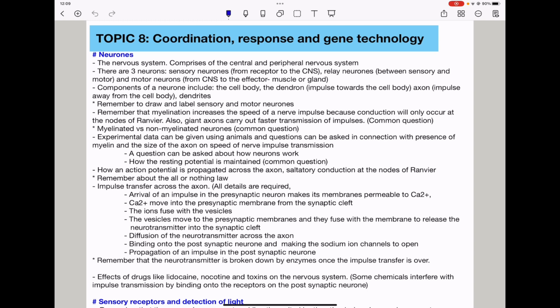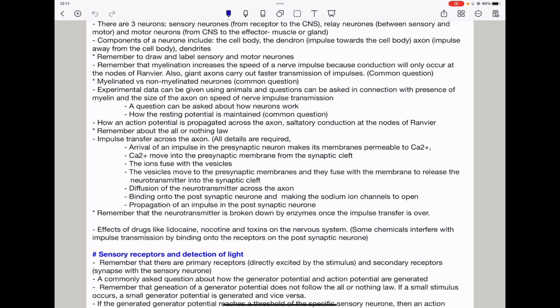Experimental data can be presented using animals, and questions can be asked in connection with presence of myelin and the size of the axon on the speed of nerve impulse transmission. They could ask you how neurons work. You need to remember the details. For example, how the resting potential is maintained, and this question is very common. You need to know how an action potential is propagated across the axon. You need to know the details of saltatory conduction at the nodes of Ranvier. You also need to remember about the all or nothing law. You need to know about impulse transfer in the axon as well as across the synapse.